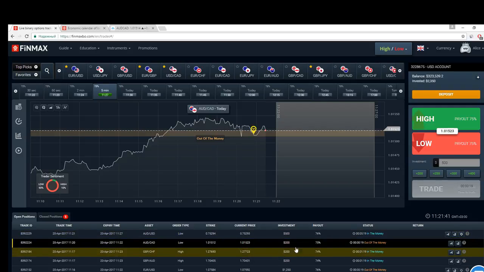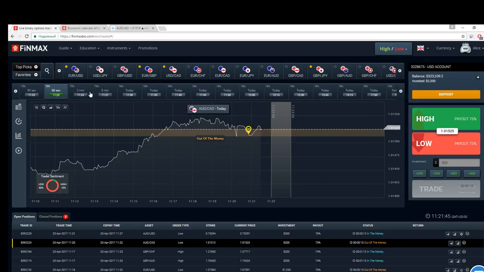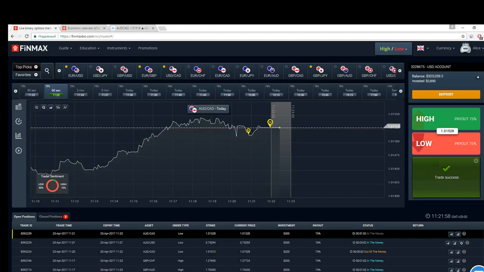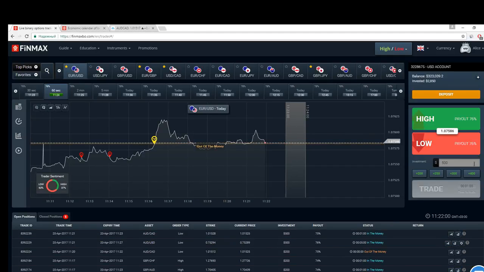Australian to Canadian. Let's get ready for the second stop, because obviously it will expire out of money. I will open beforehand because I need to open another one for euro. Okay, let's. Oh, come on.